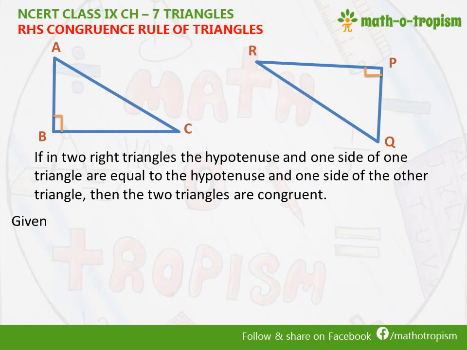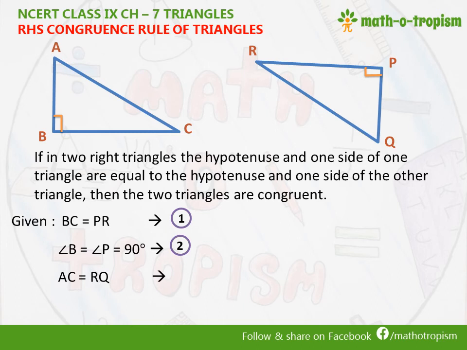Assume that it is given that two sides, let it be BC and RP, are equal. We'll keep that as equation 1. Angle B is equal to angle P, which is equal to 90 degrees, is the second equation. And the hypotenuse in this case, which is AC, is equal to RQ, which is equation 3. So the hypotenuse, one side and one angle are equal. This means that these two right triangles are congruent by the RHS congruence rule.